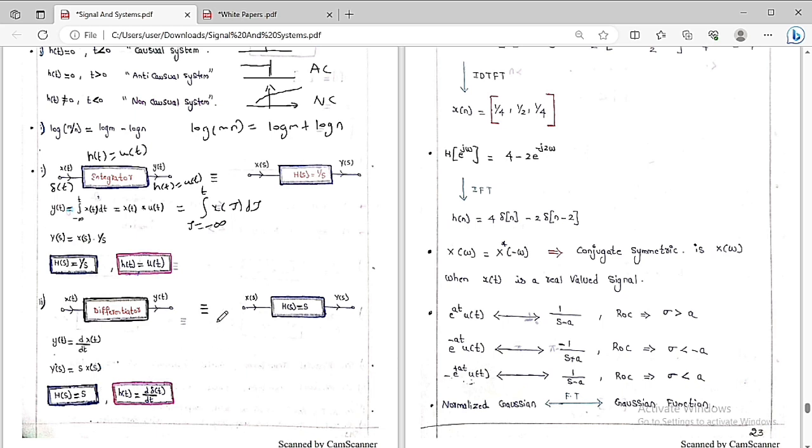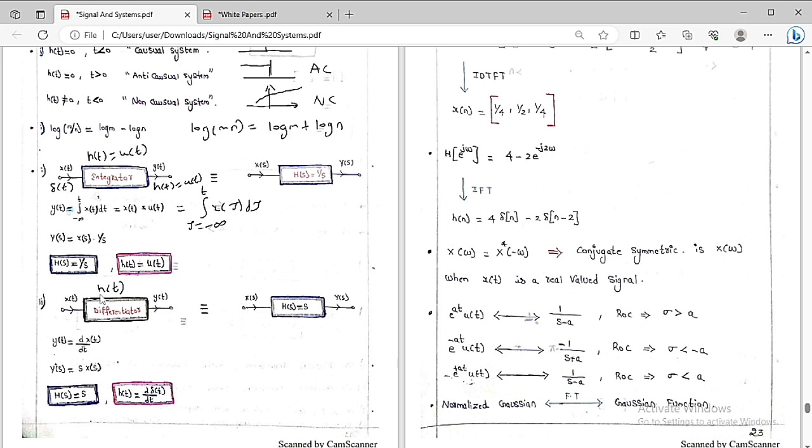Suppose you want to write in the Laplace domain, x of t will become x of s, y of t will become y of s, and for the differentiator the impulse response h of t will become h of s. So h of s is equal to s, we have got. Suppose you want to know what is h of t, then how do we get h of t?